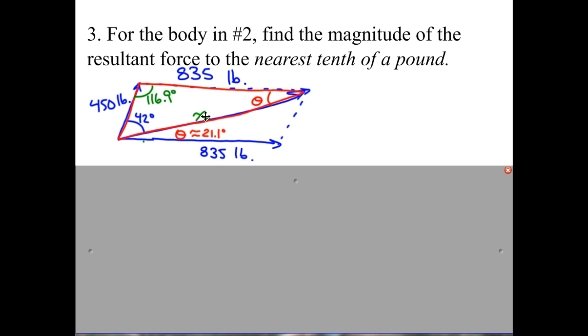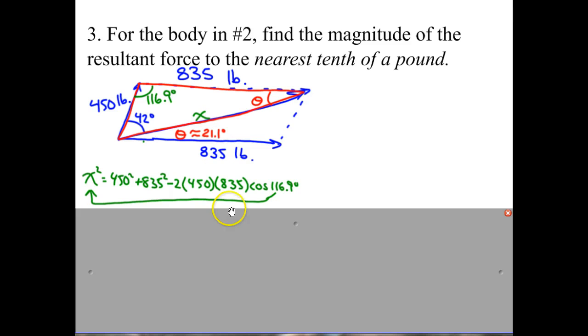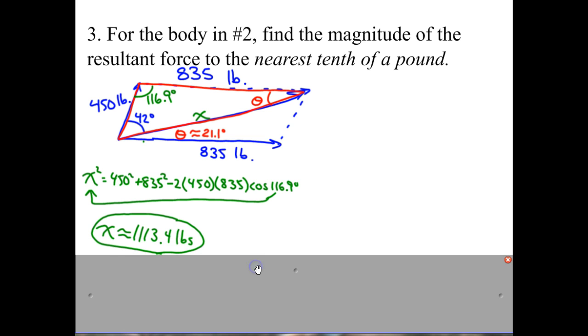Or I could use law of sines and work it out. So I can use law of cosines, I can use law of sines. In this case, I'm just going to use a nice law of cosines. Angle across from the side I'm interested in. Everything on the right side is numbers. Punch those into your calculator. You've got 1,113.4 pounds. Seems like a reasonable answer. It's much bigger than the other sides because it's across from a much bigger angle.